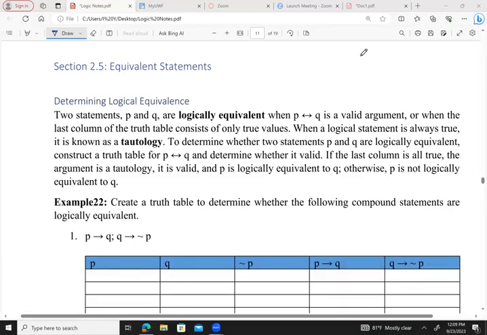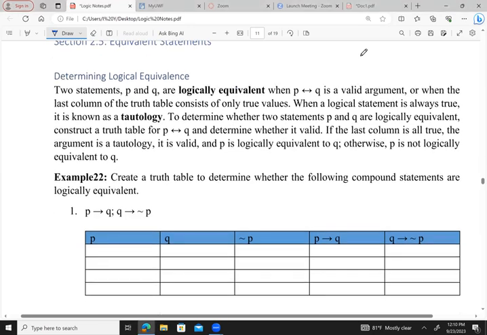Okay, today we're looking at section 2.5, equivalent statements. How do we determine if two statements are equivalent? Two statements P and Q are logically equivalent when P if and only if Q is a valid argument, or when the last column of the truth table consists of only true values. When a logical statement is always true, it is known as a tautology.